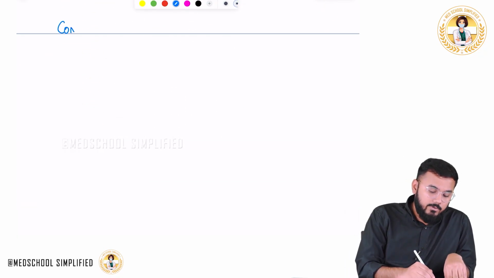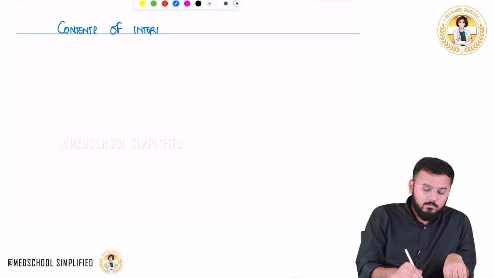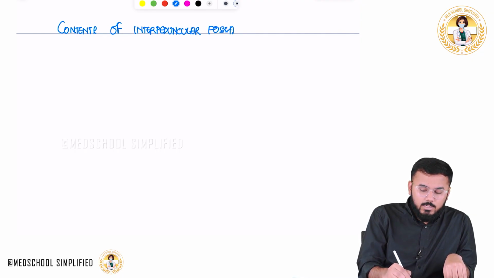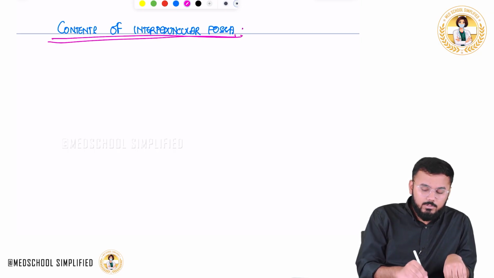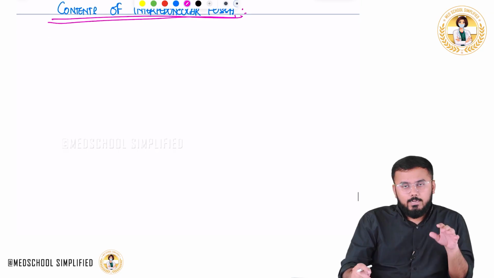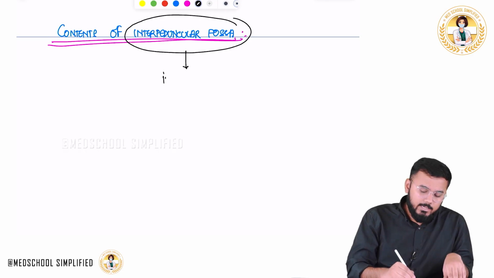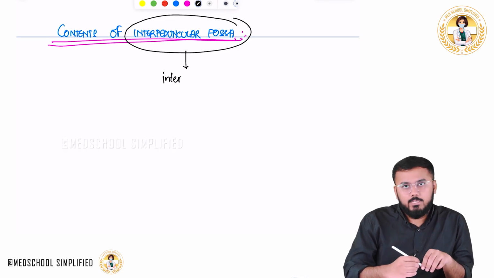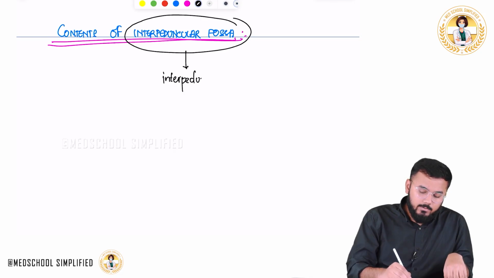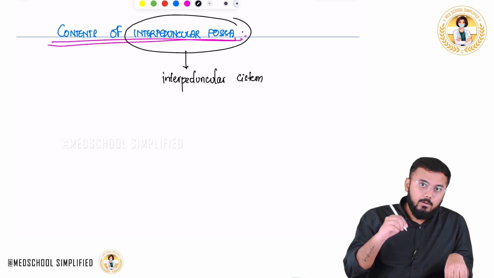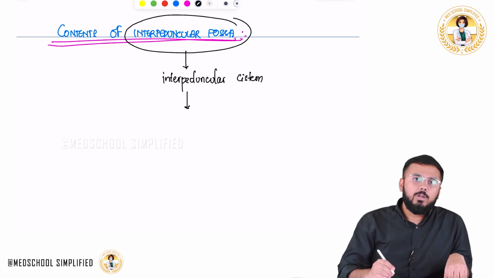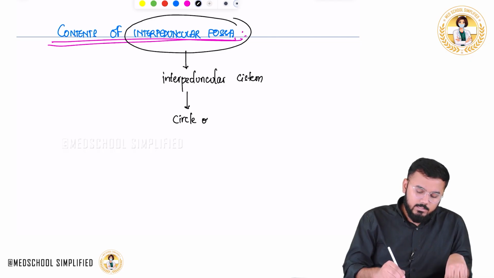What are the different contents of interpeduncular fossa? Interpeduncular fossa has one content, called the interpeduncular cistern. You know what a cistern is now, right? And this interpeduncular cistern has one important part, called the circle of Willis.